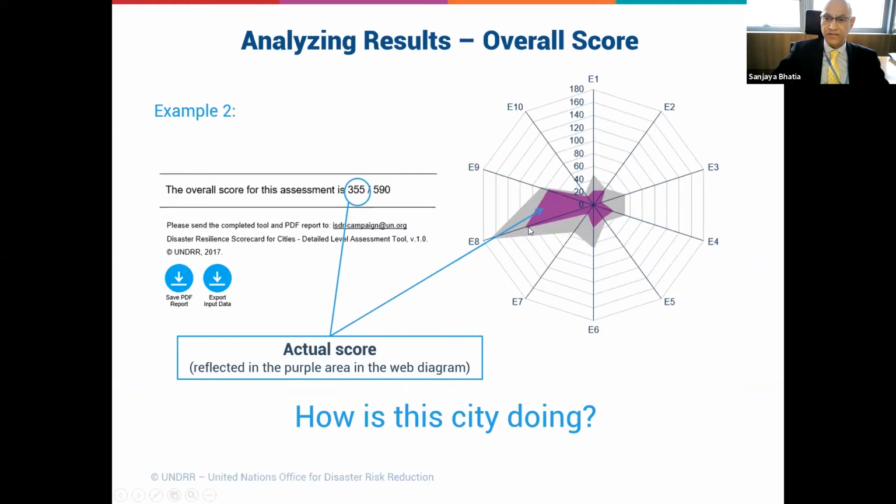So for example, in infrastructure, they're not bad. The gray is the maximum that they could have had, and they are in the purple, so not too bad. But they are very bad in essential 10, which is the recovery, for example. So they don't have many plans for recovery. They are bad in essential 2, in 3, in 4, in 5, they're not doing well. In 7, they're not doing well.